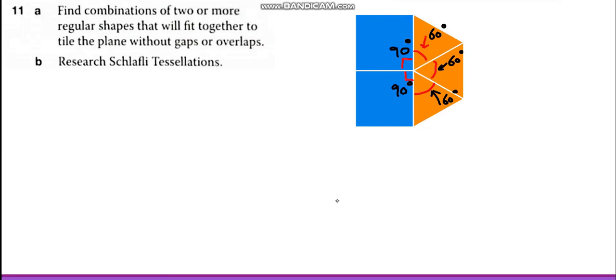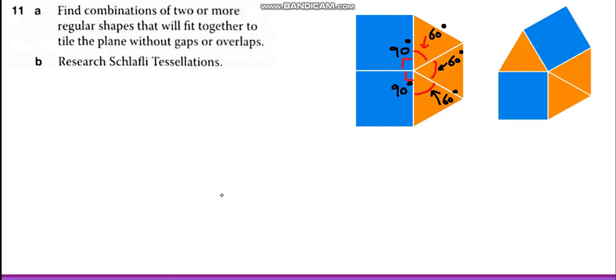Now we will observe one more pattern. In this pattern, again, we have used three triangles and two squares, but in a different form, and still they are tessellating. We can join them and we will see the tessellation pattern without gaps or overlaps. Now we will observe one more pattern.